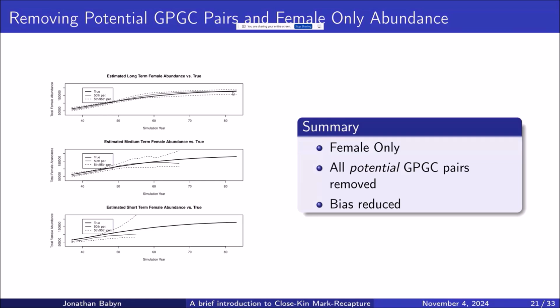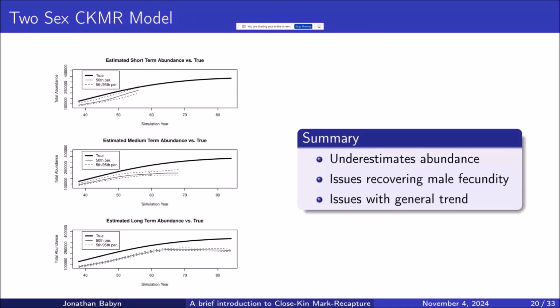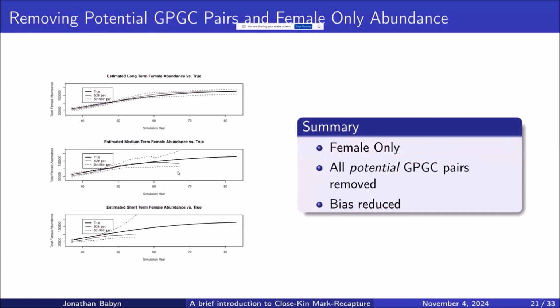I had first done just a female-only model, and I was still getting a biased result like you see here. I just haven't included plots of that here. But I removed all the potential grandparent-grandchild pairs. So it's not just ones that I identified as probably grandparent-grandchild pairs. I removed all the comparisons that could potentially be grandparent-grandchild pairs, which for gray seals, since they mature around age 4, would be 9 years apart, right?